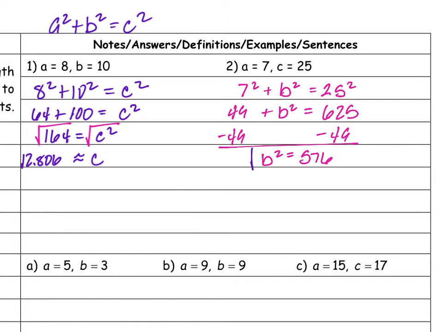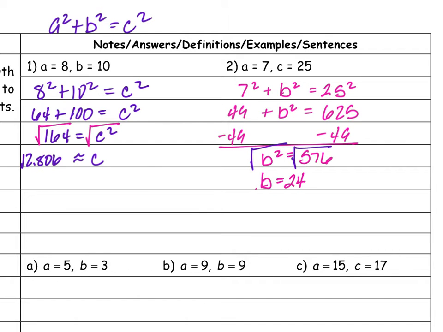And of course, I want b instead of b squared, so I'm going to take the square root of it. So b is approximately going to be equal to the square root of 576. Oh, sorry. It's 24. It's not even approximately equal to. This one is exactly equal to 24.